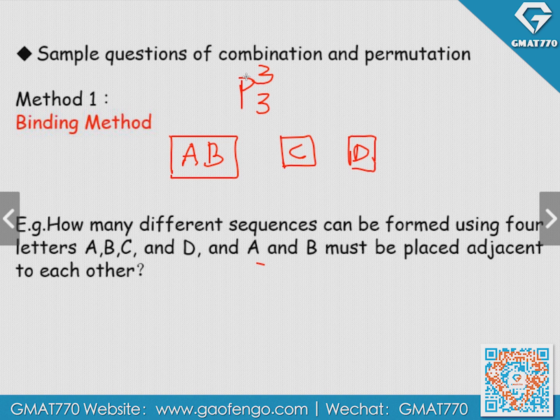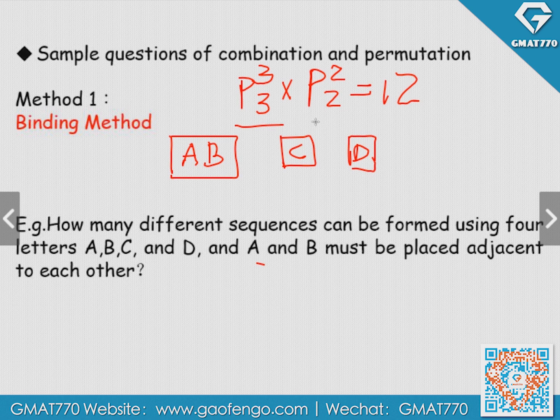And right now that we have placed the three groups in order, within the first group, A and B also have a sequence. So we must also multiply by the sequence between A and B, which is P22, to get the answer to this question, which is 12. So in these questions, we have two procedures. The first procedure is the sequence between the three different groups, and the second procedure is the sequence within the group, the sequence of the two elements in the first group.